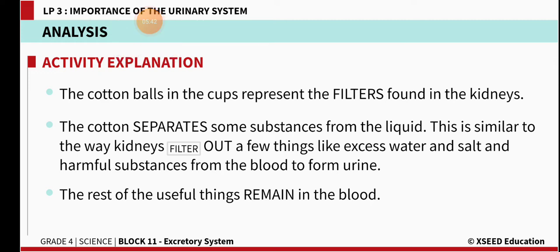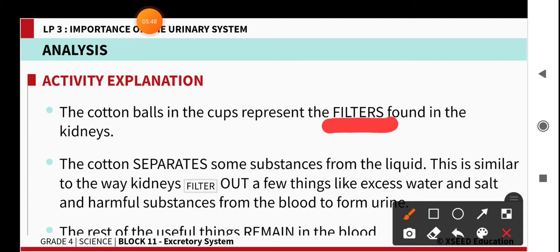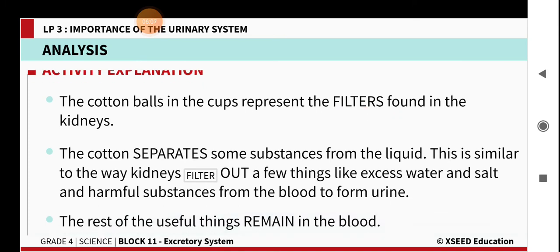Cotton balls in the cups represent the filters found in the kidneys. Yes? And the cotton separates some substances from the liquid. This is similar to the way kidneys filter out a few things like excess water, salts and harmful substances from the blood to form urine. So it will come in the form of urine. The rest of the useful things remain in the blood. So the model exactly gives you an idea about the urinary system and the different excretory organs in our body.